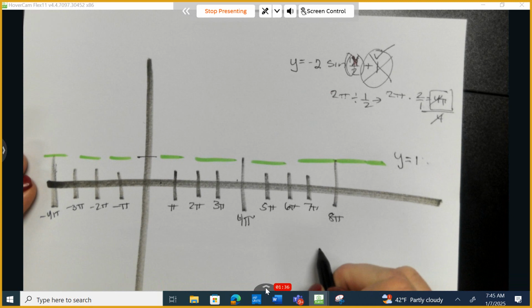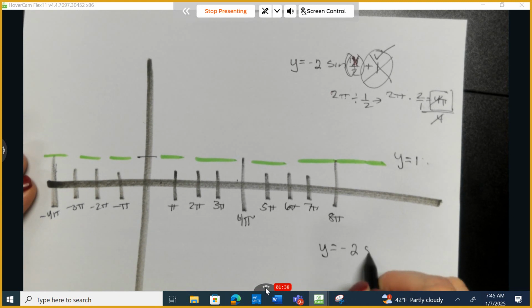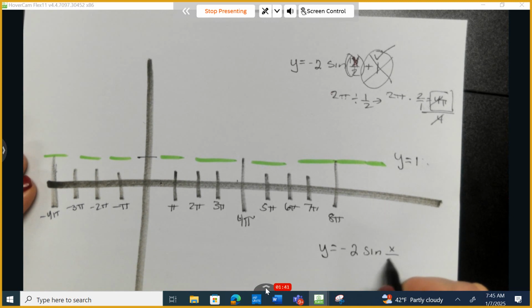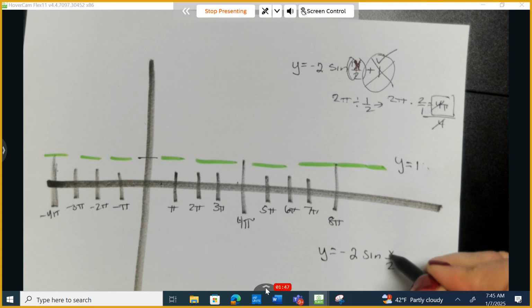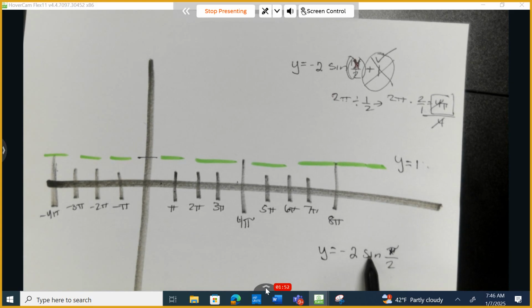Let me rewrite this. I have y equals -2 sine of x over 2. I don't need to worry about the plus one. I've already adjusted for that. And so I'm going to get started. I'm going to plug in pi. So I'm going to replace this with pi, and I want to evaluate what is the sine at pi over 2.